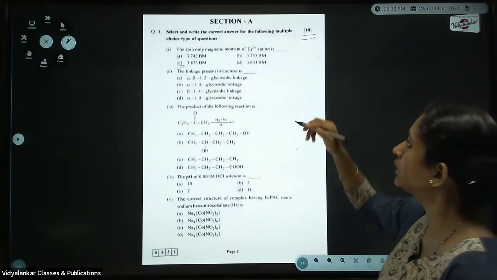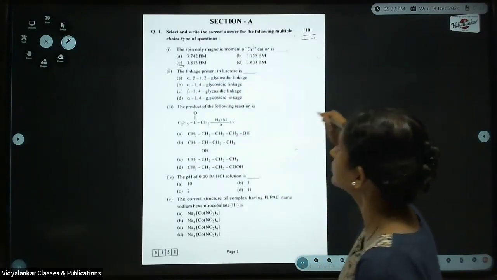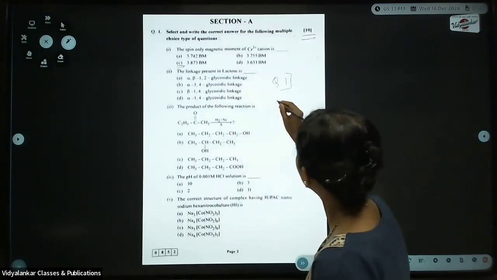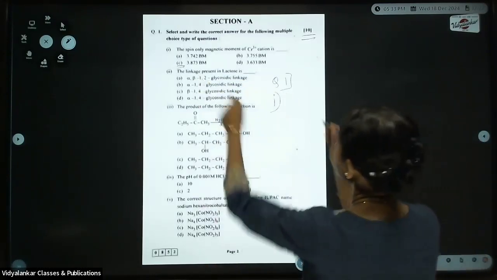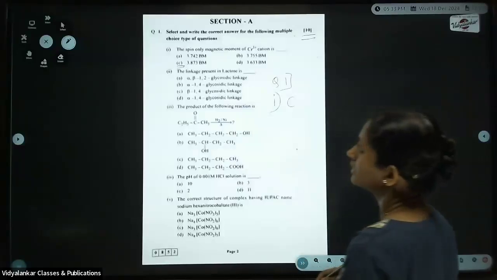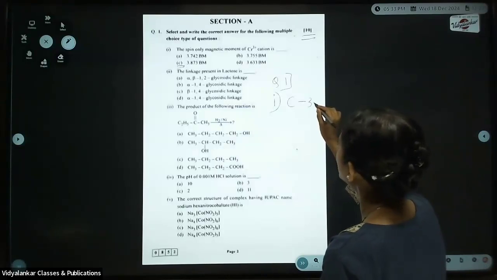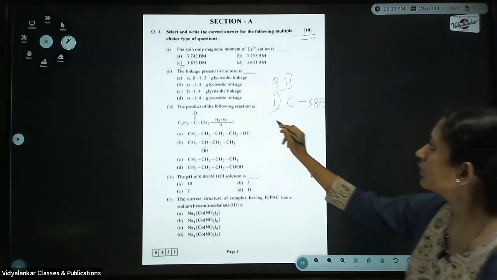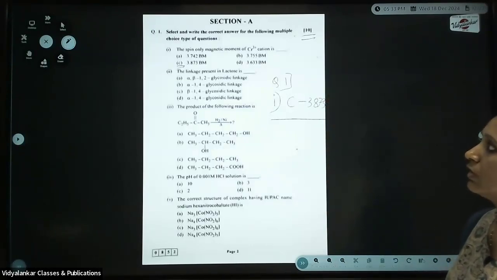Okay. So how are you expected to write this? This is MCQ number 1. As I said, the answer is C. So write the option C, put a dash, and then write the value 3.873 BM. This is the pattern to give your attempt for MCQs. Clear?